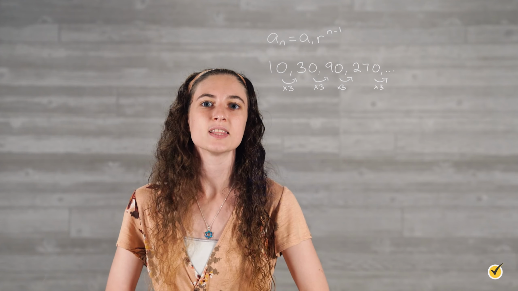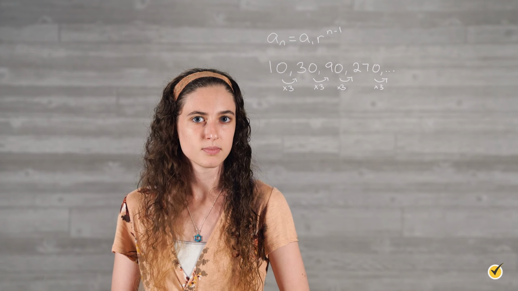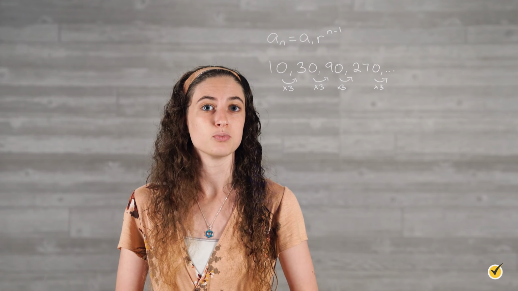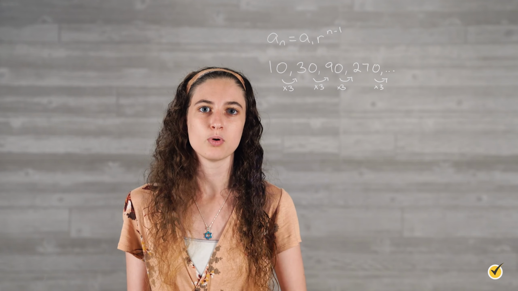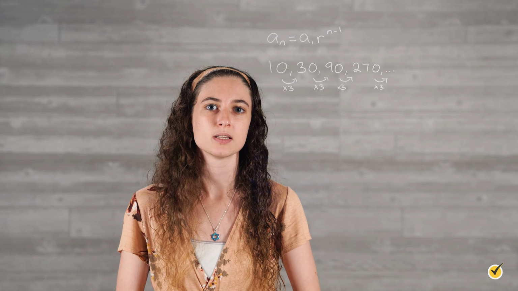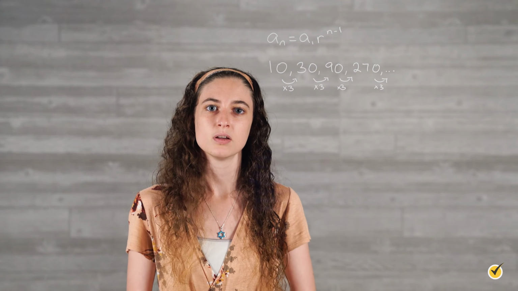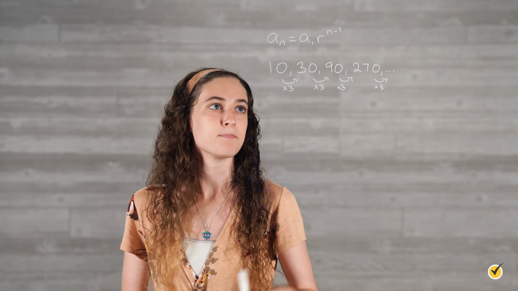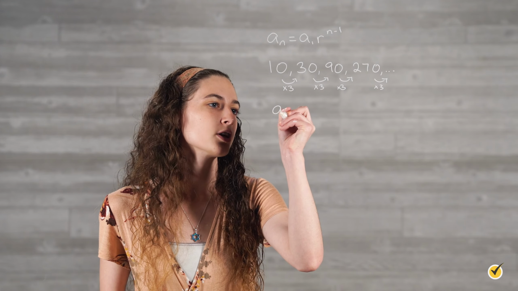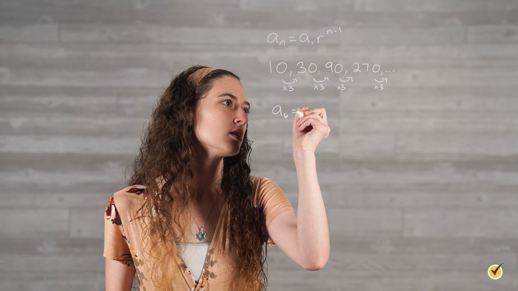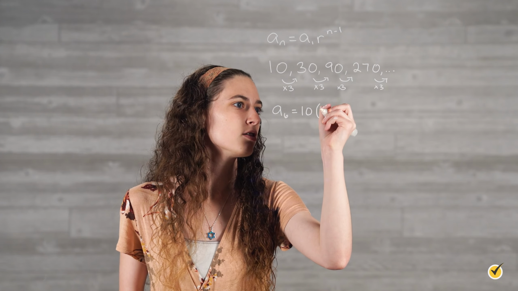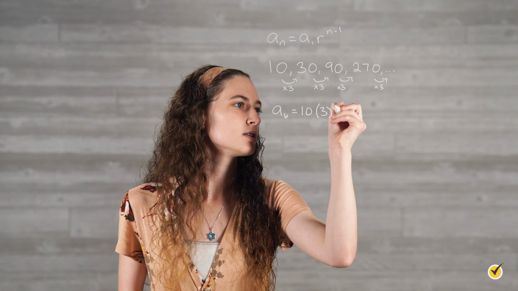Let's use our formula to find the sixth term in this sequence. Since we need to identify the sixth term, we can replace the variable n with 6. Remember that a sub 1 always stands for the first term in our sequence. In this case, the first term is 10. Let's rewrite the formula and replace the variables with the numbers that they represent. So we're looking for the sixth term, so a sub 6 equals a sub 1, which is 10, times r, 3, to the 6 minus 1.